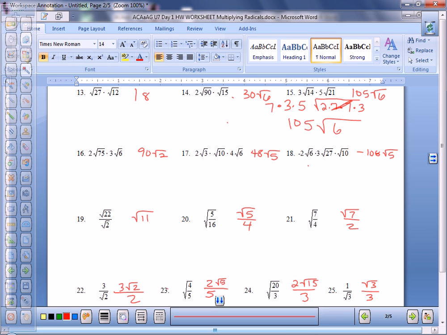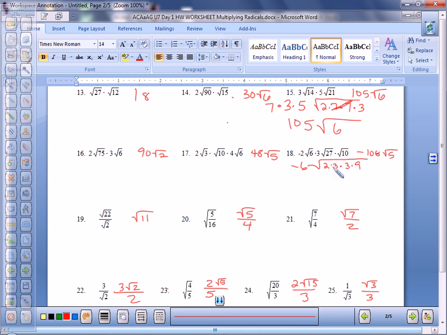Okay? Number 18. All right, so we look at all of these, and this is all times. So I'm going to go ahead and take care of these integers out in front and make it a -6. Are we good with that? Okay. Now, if we look at this, I see that 6 and 27 have a 3 in common, so I'm going to factor 6 as 2 times 3 and 27 as 3 times 9.